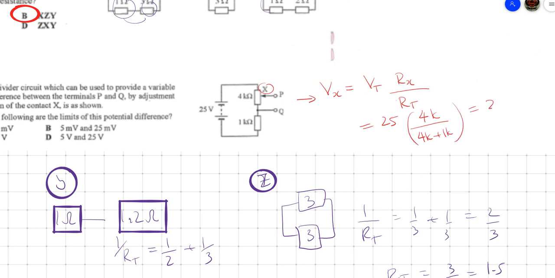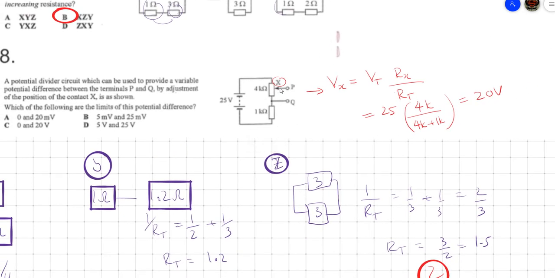Now normally when you slide this, if you slide all the way down, you will get 0, because that's the minimum you can get. And if you slide it all the way up, you're going to get the maximum voltage. So the answer is going to be 0 to 20 in this particular case.